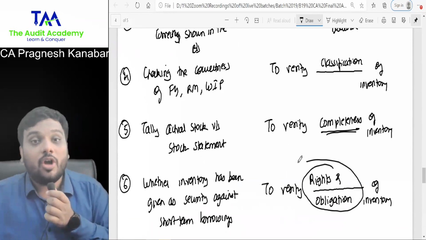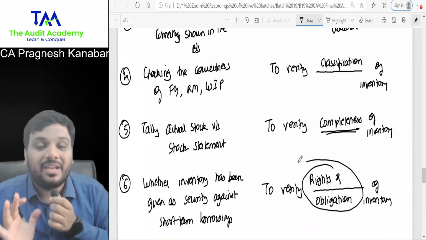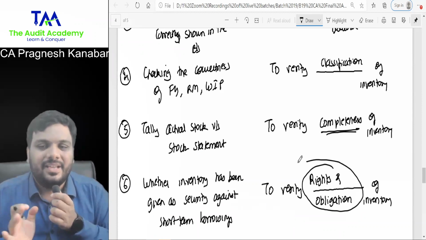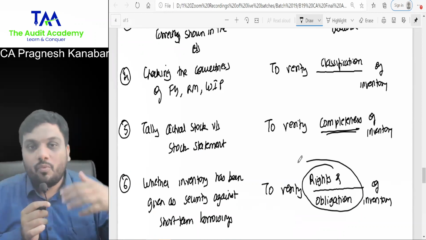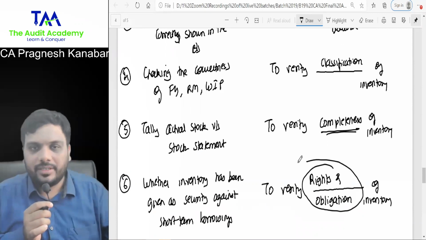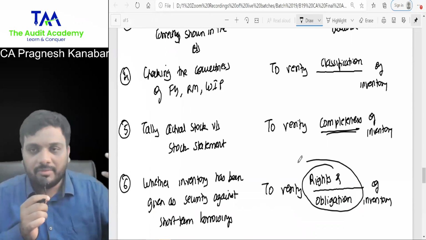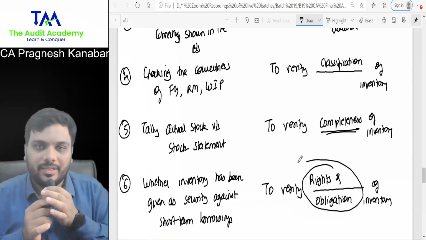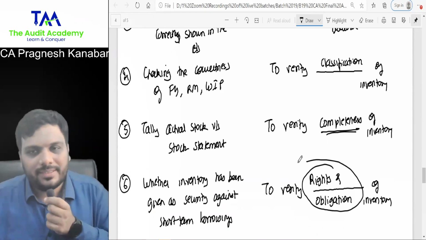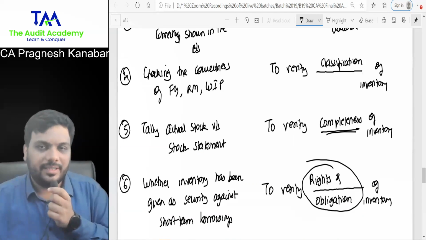So whenever we talk about balances, never forget EVR. Existence, valuation, rights and obligation. Forget PVR. Now remember EVR. Existence, valuation and rights and obligation. Otherwise, PCC is always there. Presentation, classification, completeness and stuff.